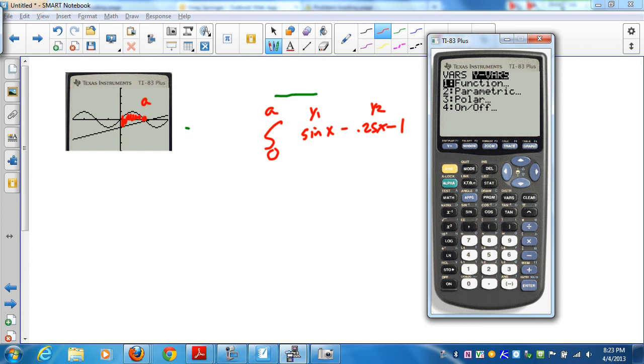Variables, function, this time number 2. If we remember the syntax, the variable's x, the lower limit is 0, and the upper limit we stored in A, so recall it by doing alpha A. Close that parentheses off, hit enter. There you go. 3.92.